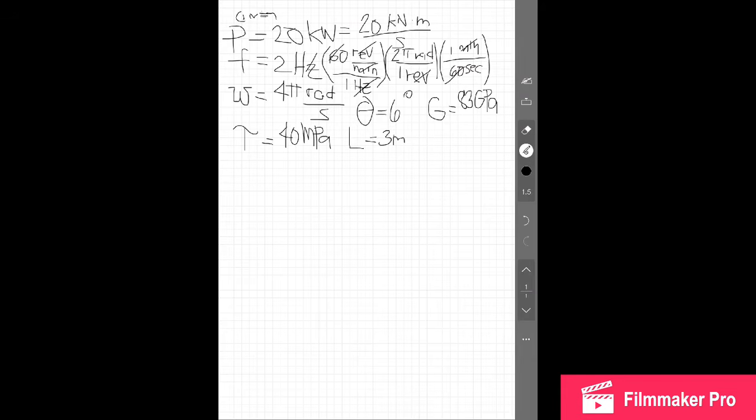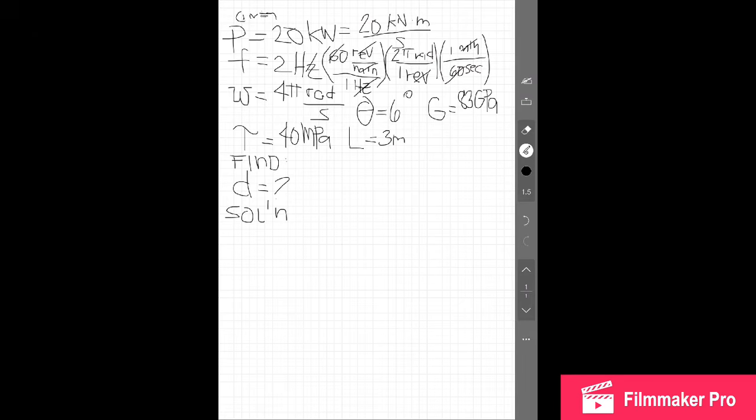Gigapascal. Ayun. So, we need to find the value of the diameter. So for this, we need to check the two parameters given in the problem. Kailangan natin siyang i-check using the shearing stress and the angle of twist. So before that, we need to find first the value of the torque kasi wala siyang binigay, but mahahanap natin siya using the given power.